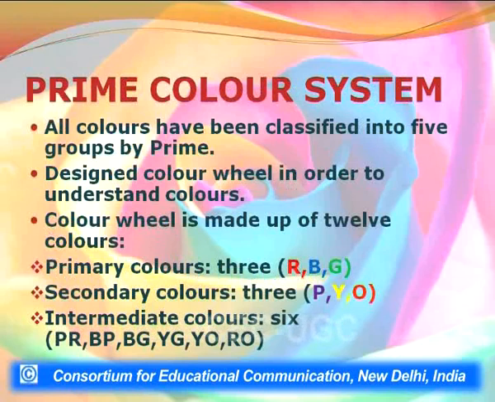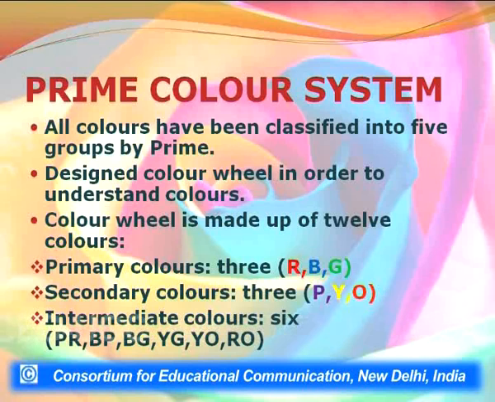The Prime color system is very common, and it is widely used. All colors have been classified into 5 groups by Prime. Prime was the person who invented this color system. He also designed a color wheel in order to understand colors. The color wheel is made up of 12 colors.